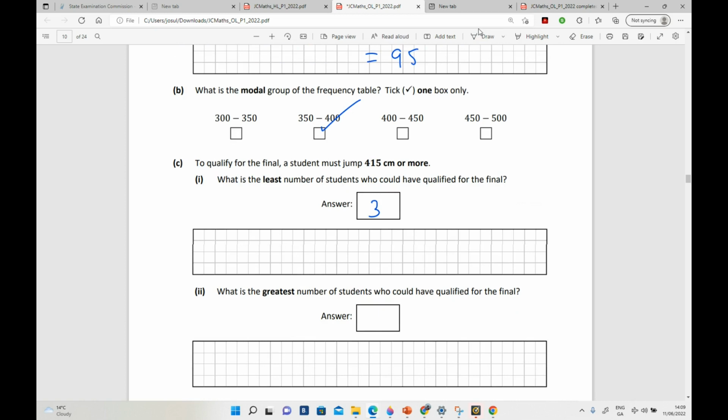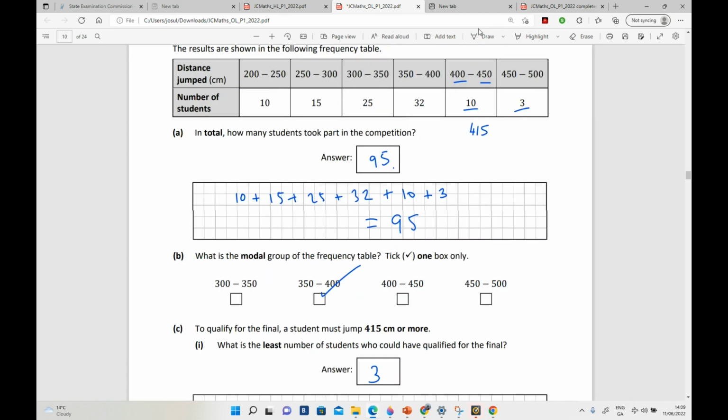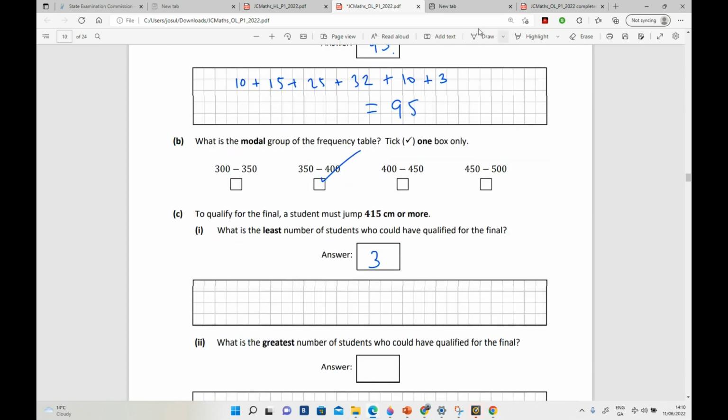The second part of that is what's the greatest number? If we come back to it again, the greatest number is in the case where all of these people in this range actually jumped 415 or higher. So that would be all 10 of them plus the 3 over here. So your answer then for the second part is 13. Okay.